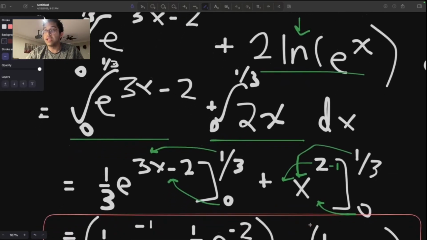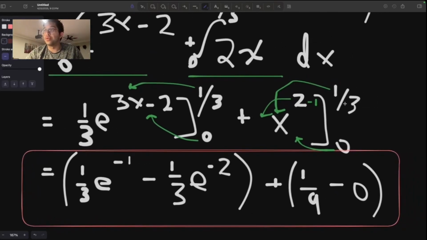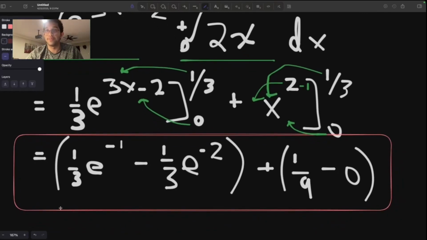And if we do that, we get this, because we know if we plug in 1/3, we get 3 times 1/3, 1, minus 2, negative 1, minus the 3 times 0 minus 2, which is negative 2, plus 1/3 squared, 1/9, minus 0 squared, which is 0. This is our final expression.